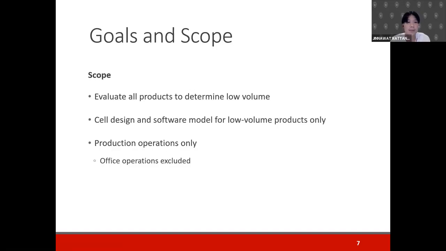So next one is our scope. We evaluate our products to determine the low volume ones. And next is the design of the software model for low volume products only. So we just focus on the low volume products after we decide which ones are low and which are high. As I have told you, they have about 100 types of product, and 10 or 20 of them are high volume, but 80 or 90 of them are low volume. And we focus just on the site, not the office operation.